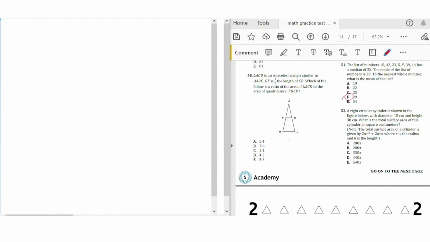All right, looking at 52, a right circular cylinder is shown in the figure below with a diameter of 10 centimeters and a height of 30. What's the total surface area? Okay, I don't see a figure below, but who needs a figure when you got numbers? So we've got a diameter of 10, which means our radius is going to be 5 centimeters. And our height is 30.